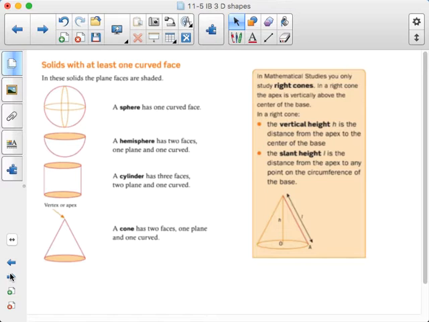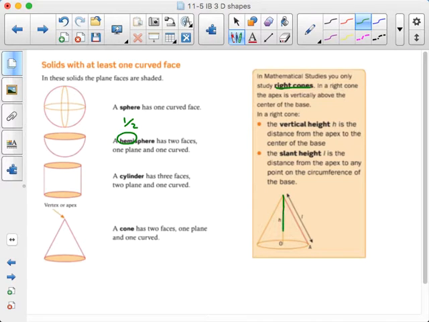Right, and here's the last type of shape that we'll be working with for 3D shapes, which is solids with at least one curved face. So we've got a sphere. A hemisphere has two faces, one plane and one curved. Remember that hemi means half. We have a cylinder and a cone, right? In math studies, we only study right cones, right? In a right cone, that means that the height is going to be perpendicular to the circular base of the cone.